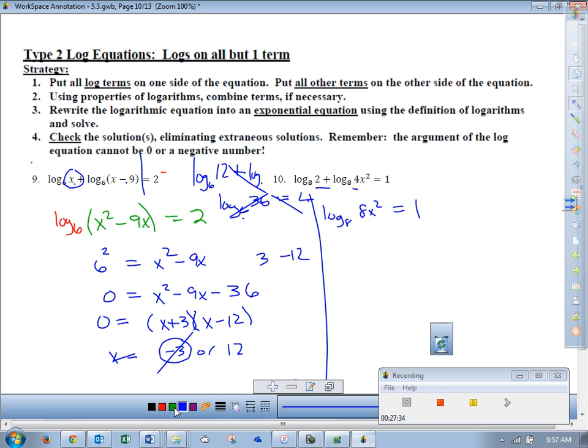Rewrite exponentially to look like 8 to the first equals 8x squared. Cool. Even though that's a quadratic equation, there is no x to the first in this, so your goal is to get x squared all by itself. Wouldn't you divide both sides by 8 and get x squared equals 1? Right? And then what does x equal? Plus or minus 1. 1 or negative 1.